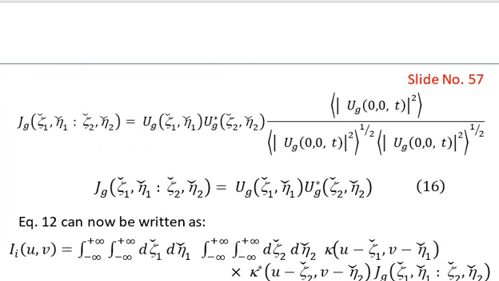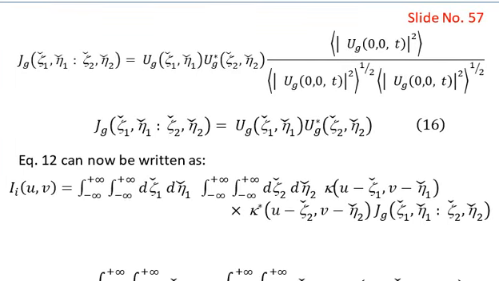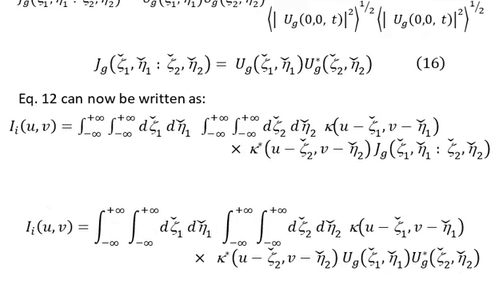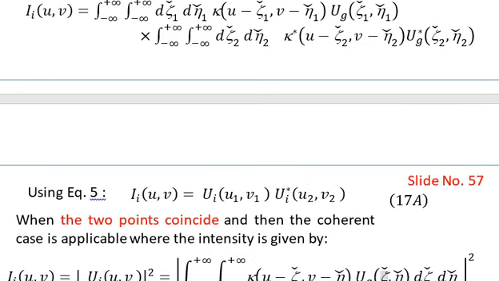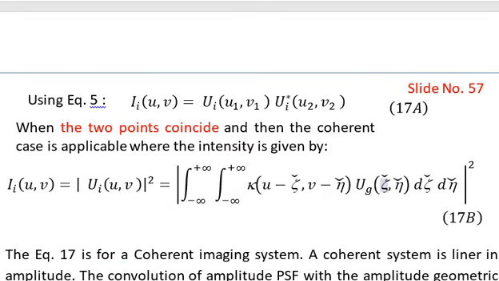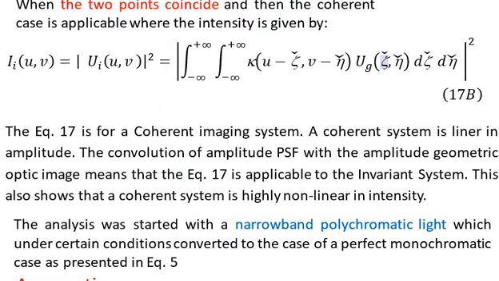So you see that we started with the polychromatic intensity expression, and then plugged in equation number 16 there, and then separated out these two integrals, and then of course wrote down the corresponding amplitudes there, and then assumed that these two points are close to each other, that they coincide with each other. We have written down the intensity for the perfect coherent case, as given in equation number 17b. So equation number 17 is for a coherent imaging system.